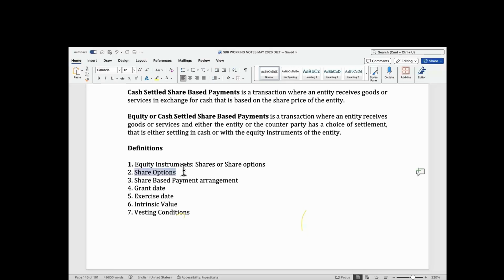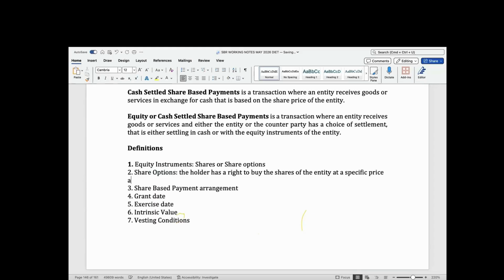So that's a share option. Okay, share option, the holder of this share option has a right to buy the shares of the entity at a specific price at a specific future date. So usually, before we enter into a share-based payment transaction, there is always a share-based payment arrangement.